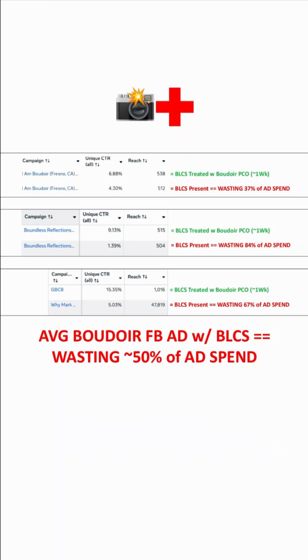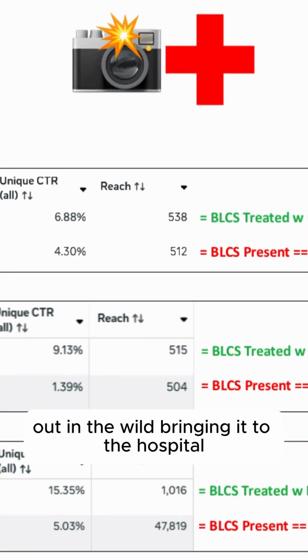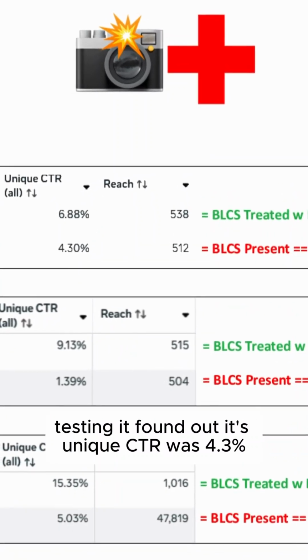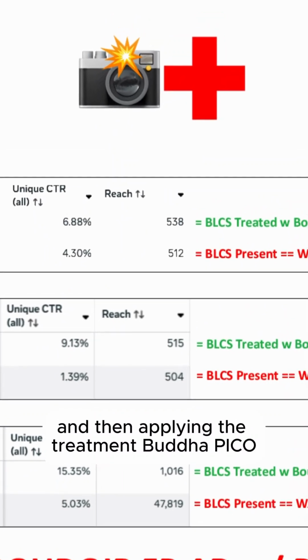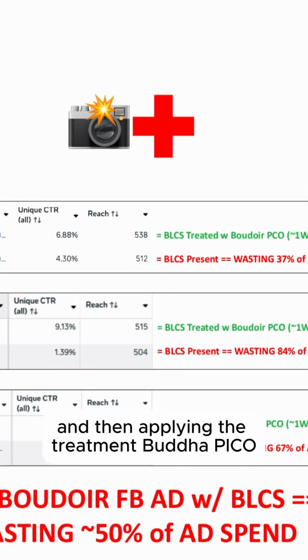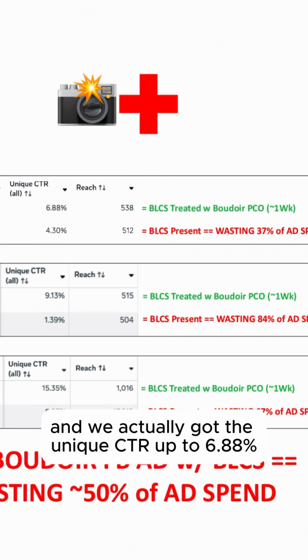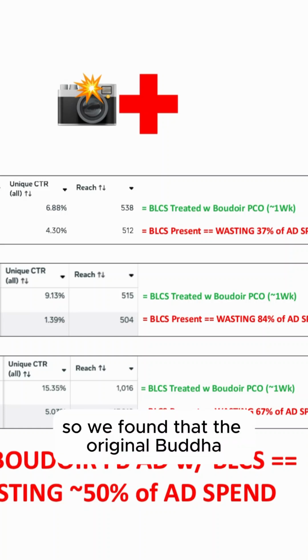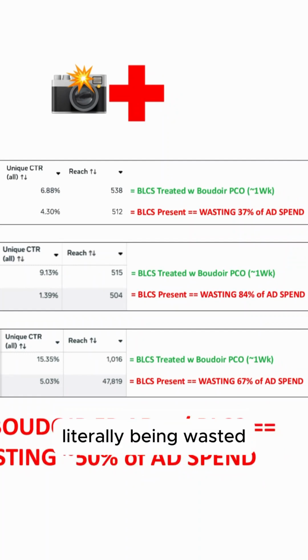So from my residency, the first part was finding a Boudoir Facebook ad out in the wild, bringing it to the hospital, testing it, and finding out its unique CTR was 4.3%, and then applying the treatment, Boudoir Pico. We did apply Boudoir Pico, it took about a week, and we actually got the unique CTR up to 6.88%. So we found that the original Boudoir Facebook ad was wasting 37% of ad spend, literally being wasted.